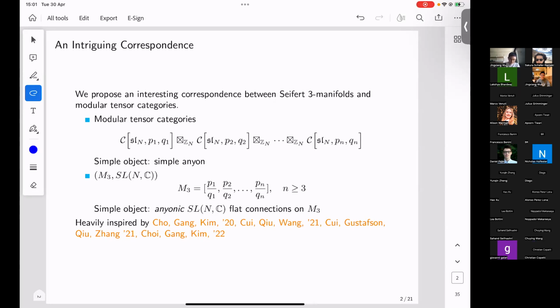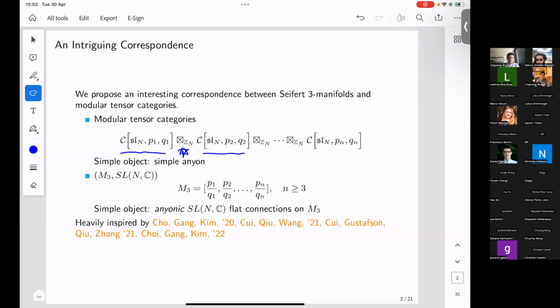So MTC is going to look like a bunch of factors multiplied together by this kind of product. The objects in this category I will call anyons. On the other side, it's a three manifold labeled by a bunch of coprime integers, p_i over q_i, together with the choice of group. For simplicity, I will restrict to SL(N,C) in this talk. It should be straightforward to generalize to other setups, but this is the setup we understand the best at the moment.